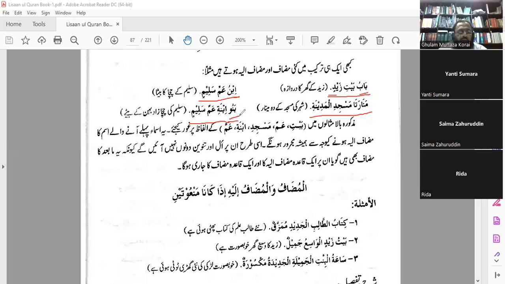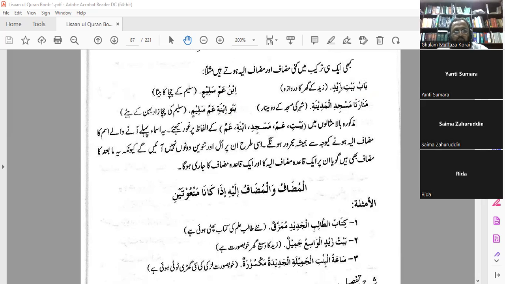This Banu is mufrad or muthanna or jama? It's banun, mufrad? Jama, sir. Yes, jama. So we dropped its noon. It became muzaf, and ibnati is muzaf ilayh for Banu, and muzaf for ammi, and ammi is muzaf ilayh for ibnati, and muzaf for salimin, and salimin is what? Muzaf ilayh for ammi. So there are three muzaf and three muzaf ilayh.